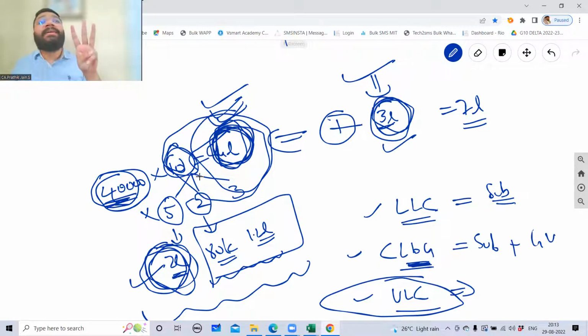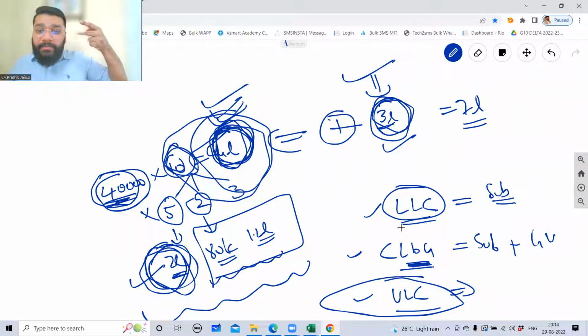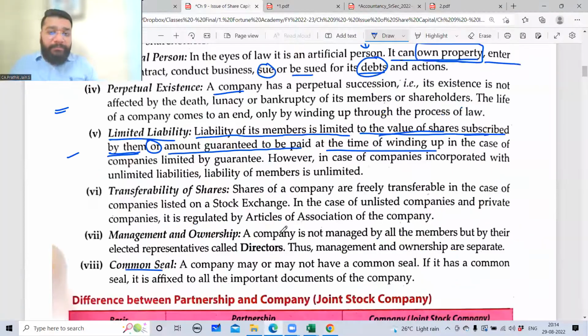So these are the 3 various features of the company under liability. Liability has 3 features. First is the limited liability company. This is the first feature of the company under the liability concept. Second is the company limited by guarantee. Final is the unlimited company.